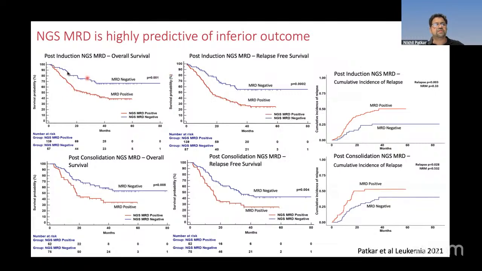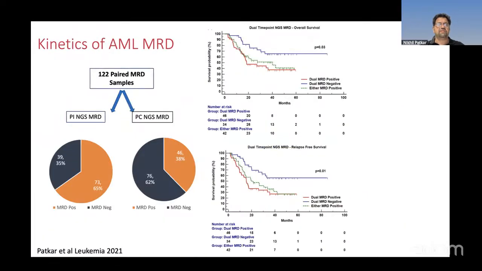For both overall survival and relapse-free survival, patients who were NGS MRD negative had a better outcome as compared to patients who were NGS MRD positive. When we looked at paired samples, or kinetics of AML MRD, and what happens with multiple time points, patients who are persistently MRD negative based on NGS seem to have a better outcome as compared to patients who were positive at both time points. However, patients that were positive during consolidation and became negative subsequently, they too have a worse outcome.